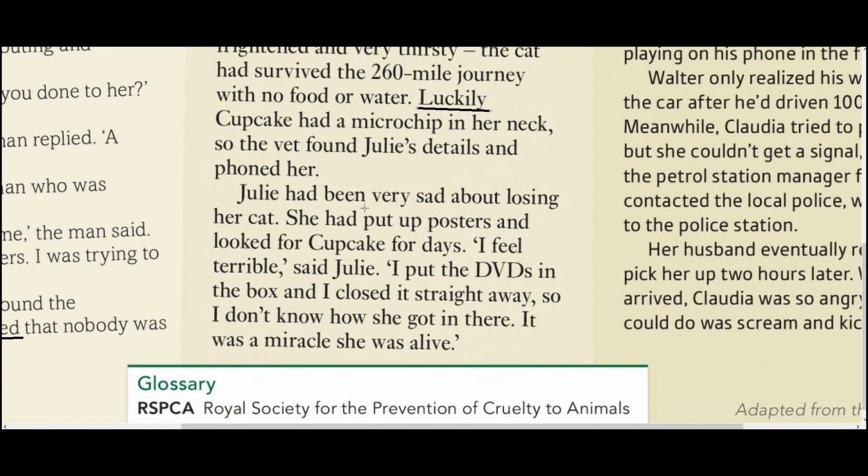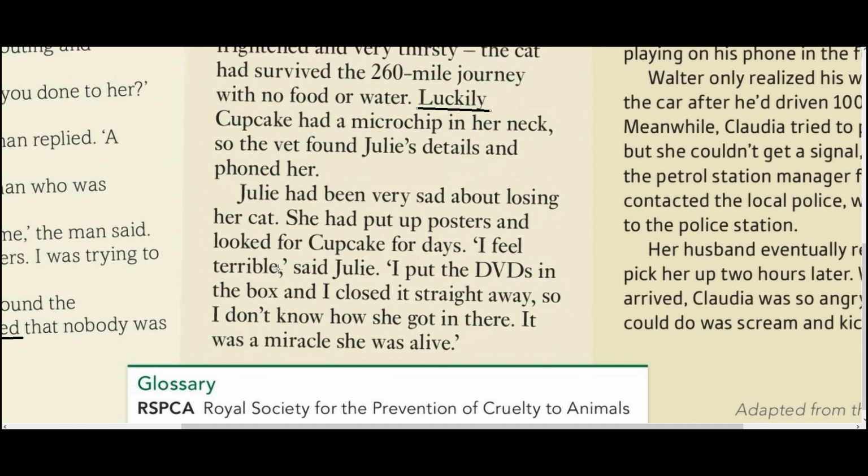Джули, получается, had been very sad about losing her cat. Все это время Джули, она грустила или была опечалена про то, что она потеряла свою кошку. Она, получается, had put up posters, то есть она развешивала постеры и искала капкейк, то есть вот эту кошку for days, имеется в виду целыми днями.